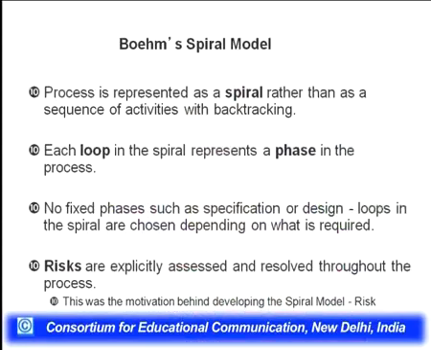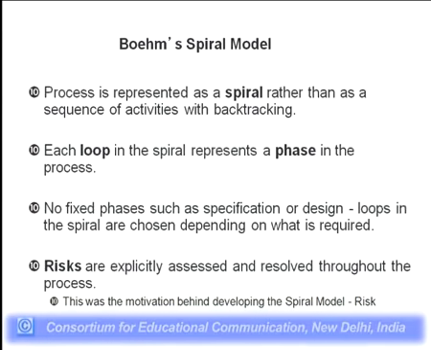The next model that we see is Boehm's spiral model. In this model, the process is represented as a spiral rather than as a sequence of activities with backtracking. Each loop in the spiral represents a phase in the process. As we have seen, this is like an iterative process.